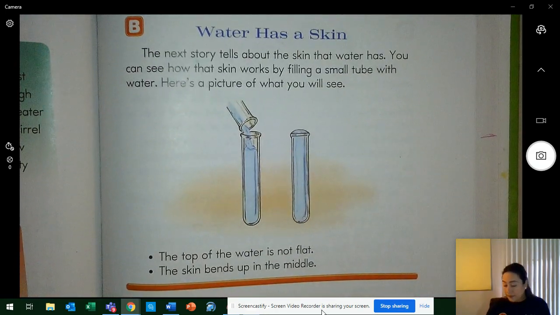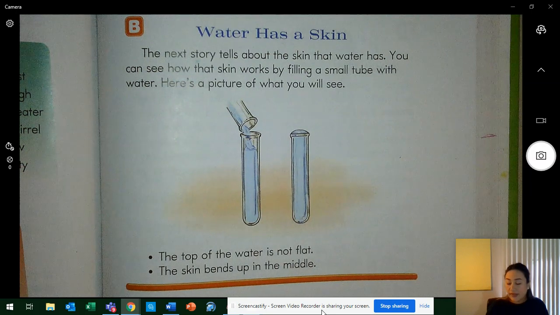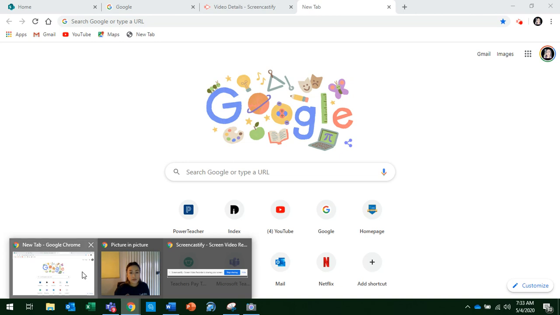Everybody point to part B. We are going to read the next story about Nancy, but first we are going to read 2 information passages. The first passage gives some facts about water. Everybody point to the title.